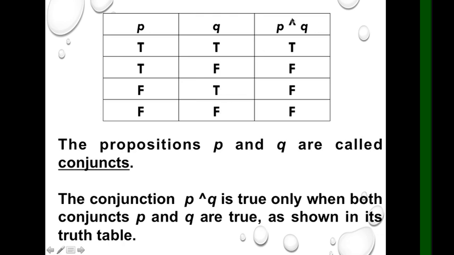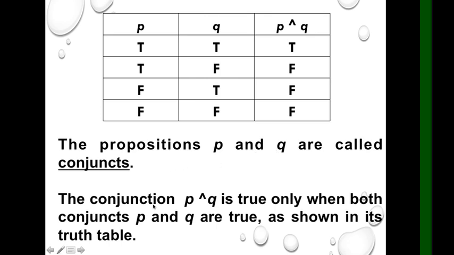For P conjuncts Q, as we read, we have true and true, our answer is true. True and false, our answer is false. False and true, our answer is false. False and false, our answer is false. So, the propositions P and Q are called conjuncts.